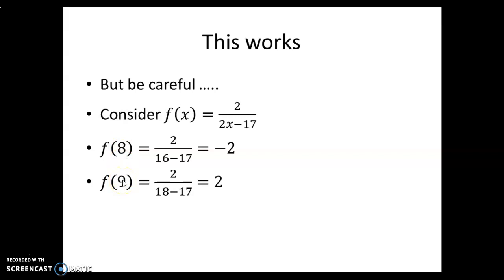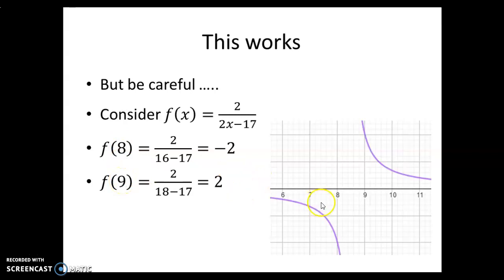No, we can't. Let's look at the graph. f of 8 is minus 2, f of 9 is plus 2, but it doesn't automatically follow that the graph cuts the axis in between these points. In this case, it clearly doesn't, because there's an asymptote at 8.5. So in order for this approach to work, we need to make sure that f of x is continuous. If it's not continuous, this approach won't work.